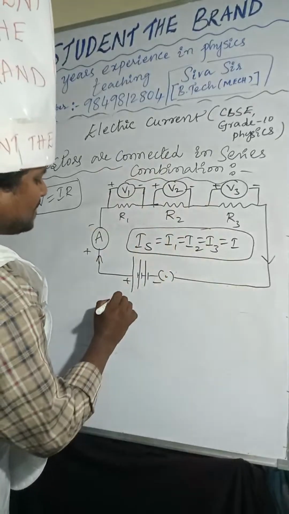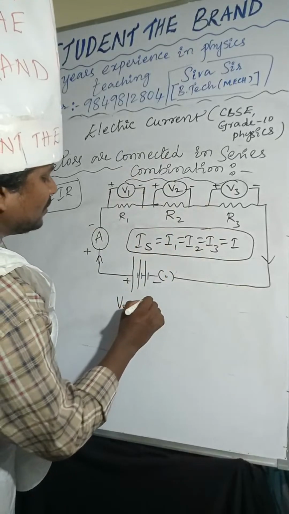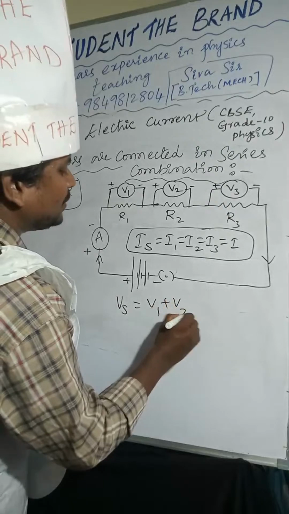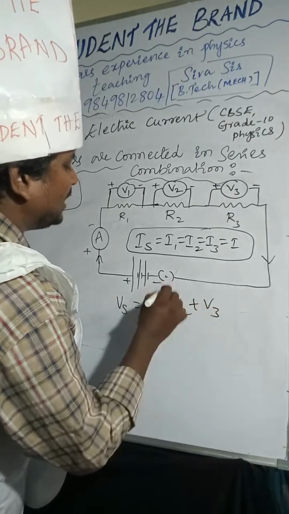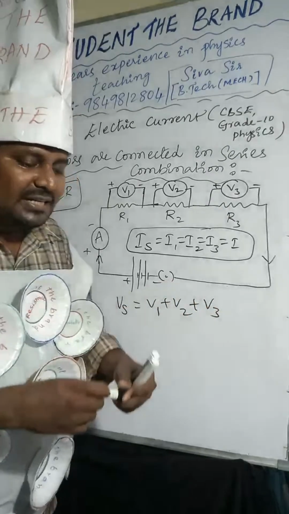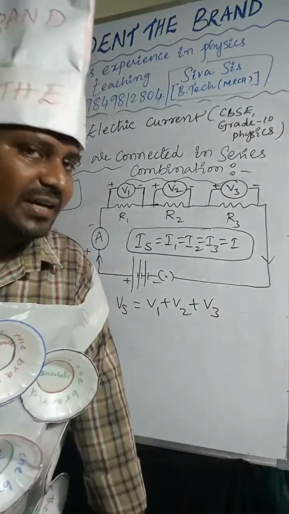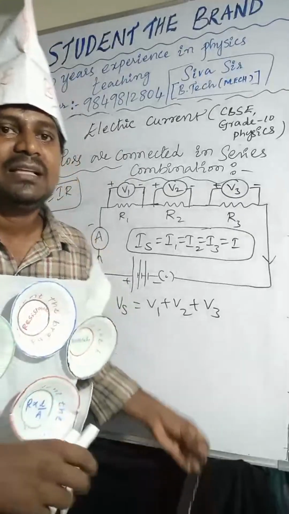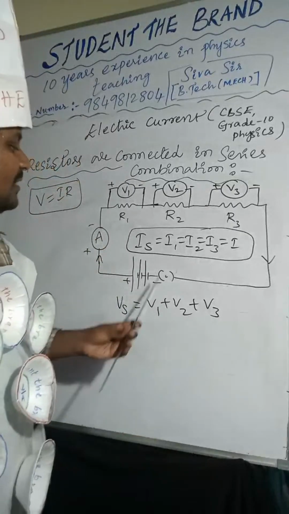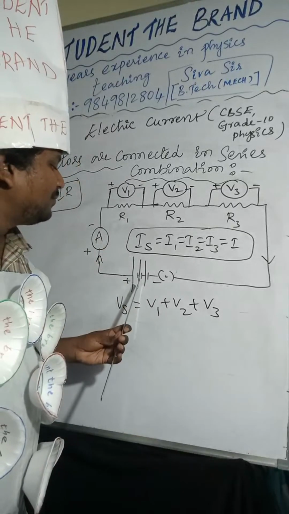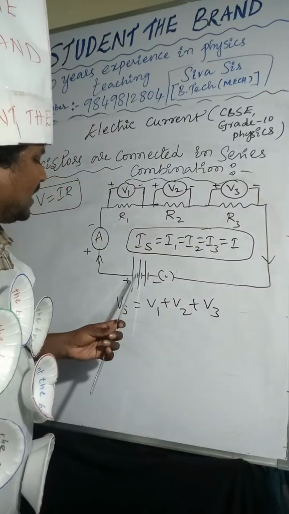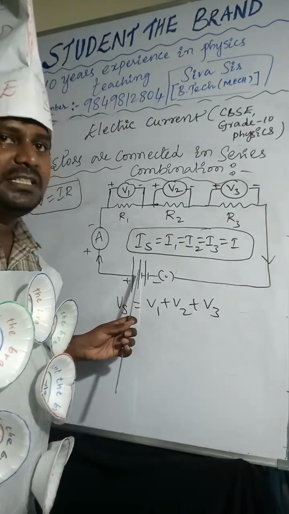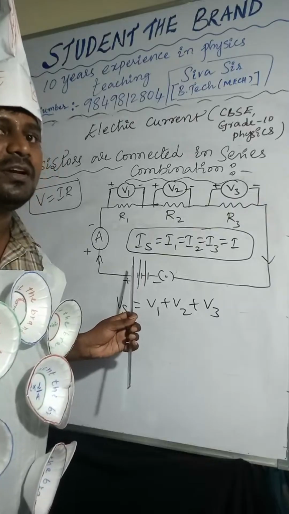Here we are saying Vs equal to V1 plus V2 plus V3. So why are we taking Vs? What is the reason I am taking Vs? The reason behind this is the potential from the battery. So that is equal to whatever the potential is created.